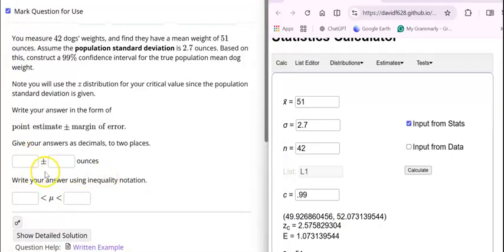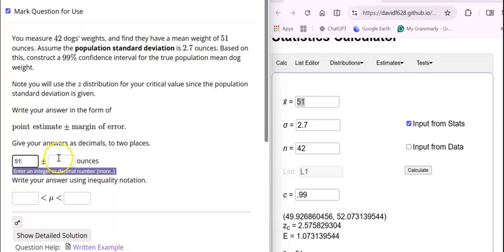But notice that there are two different forms. The first form is written in the point estimate plus or minus margin of error form. So the point estimate here is the same as the sample mean, which is 51, plus or minus the margin of error. Here you can see that E represents the margin of error, 1.07, as two decimals.